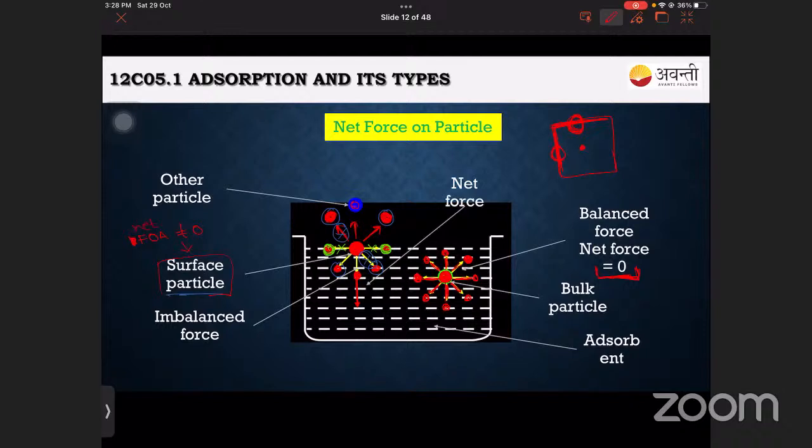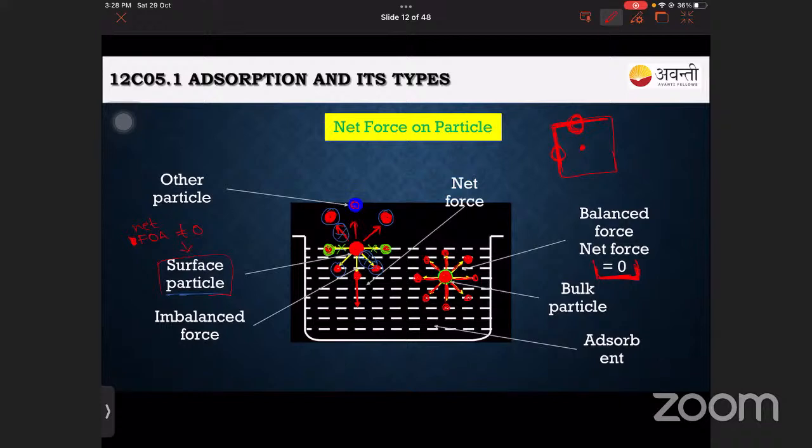Net force of attraction for surface particles is not equal to 0. Why? Because they are not surrounded on 360 degrees by same particles. But in bulk, what happens? They are surrounded by same particles, right? So that is the reason we say for bulk particles, the net force is equal to 0.